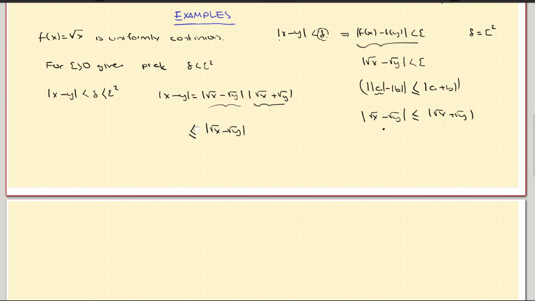But this writing is maybe not correct. We should write this like that. The distance between x and y, so if we replace this one with this term, we have a smaller value from x minus y, right? So we should write it like that.